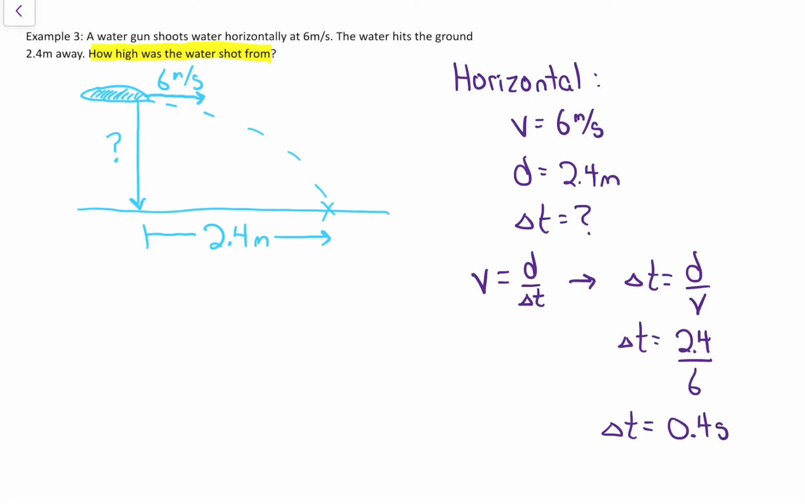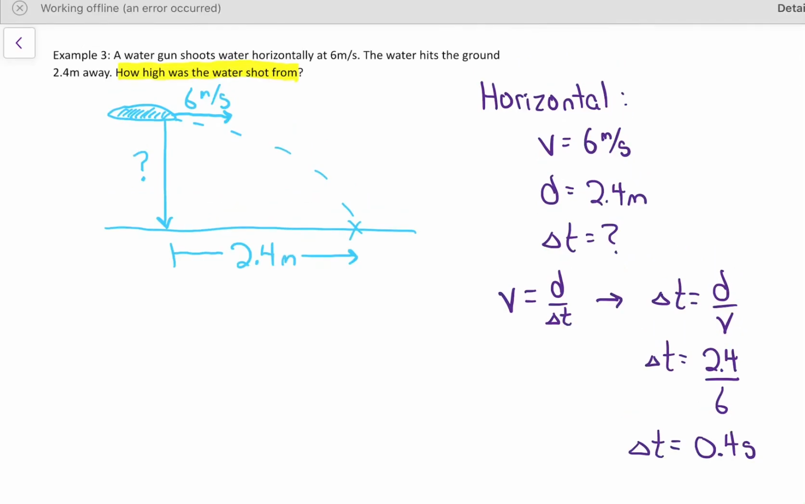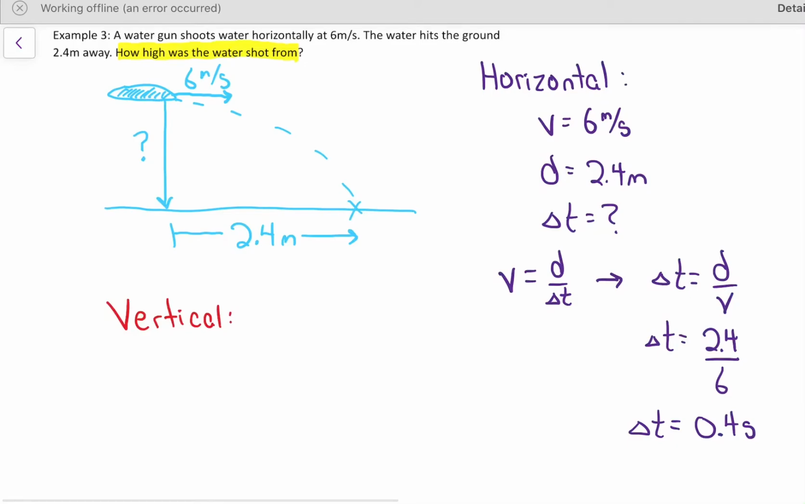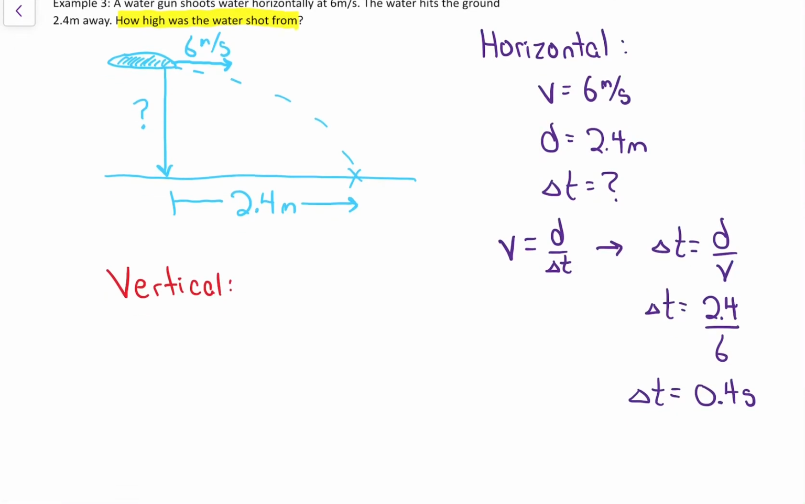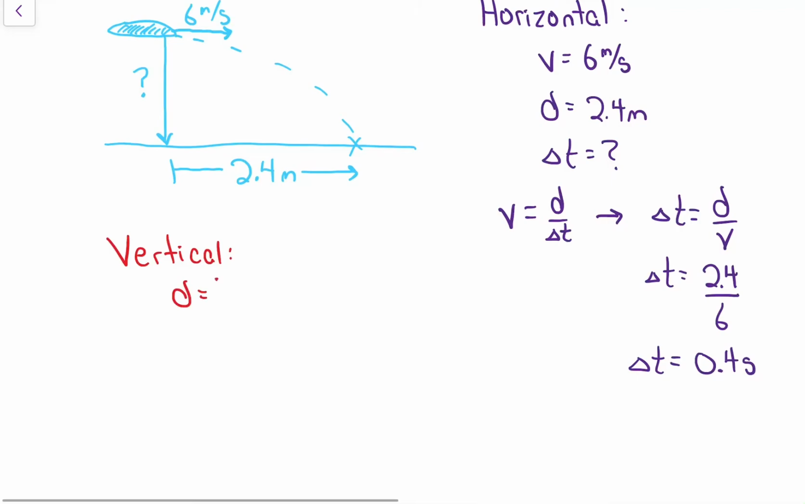Now that we've got the time, we're going to use that time in the other component to finish the question. In this case, we're going to use it in the vertical. For this particular one, imagine we just drop something from rest. How far would it fall in 0.4 seconds? That's what it would look like to someone standing way in front of this as they watch the water fly through the air. We don't know how far it fell. We know that it started from rest.